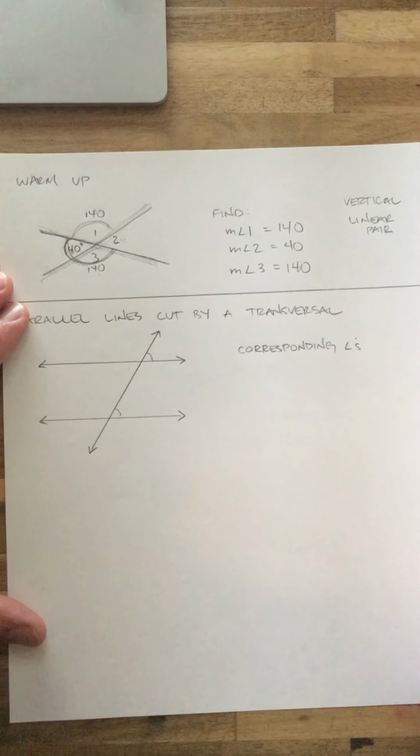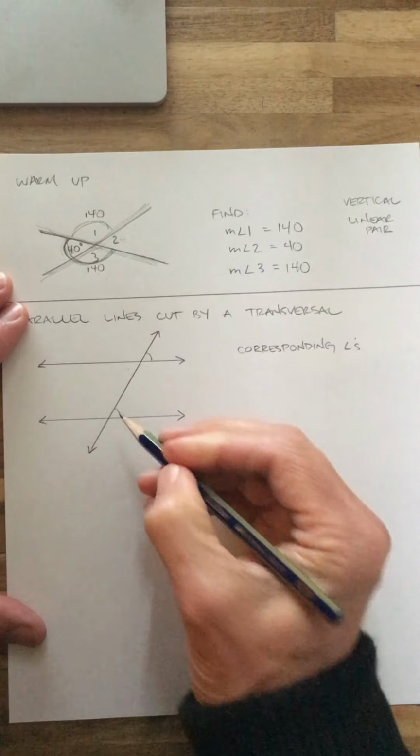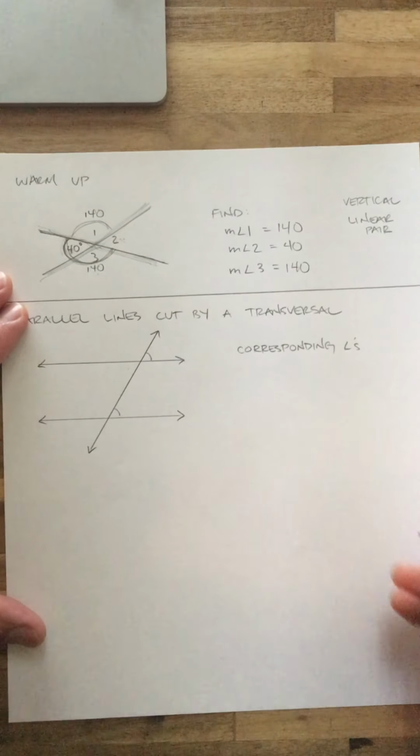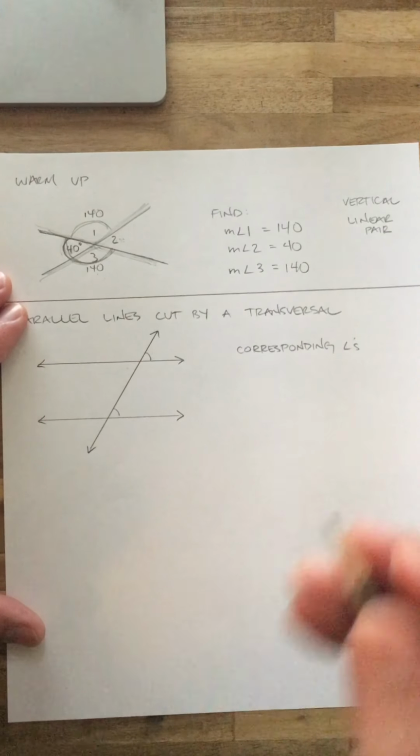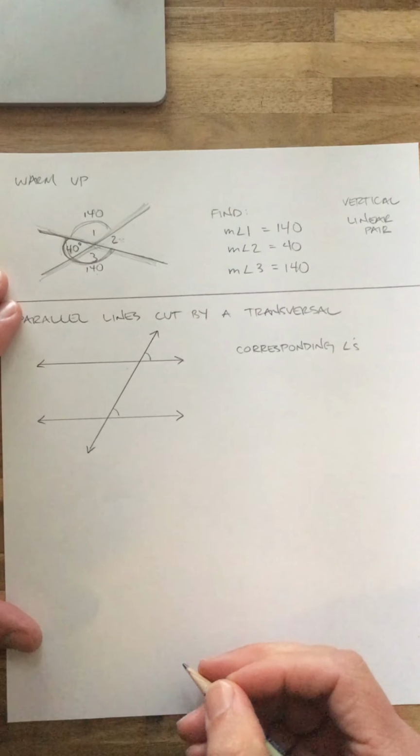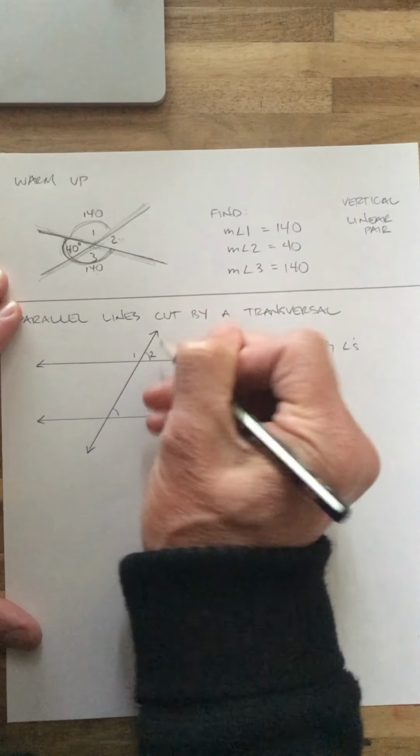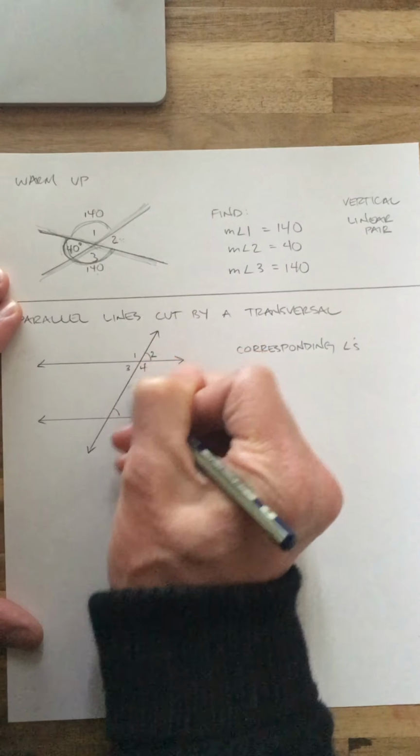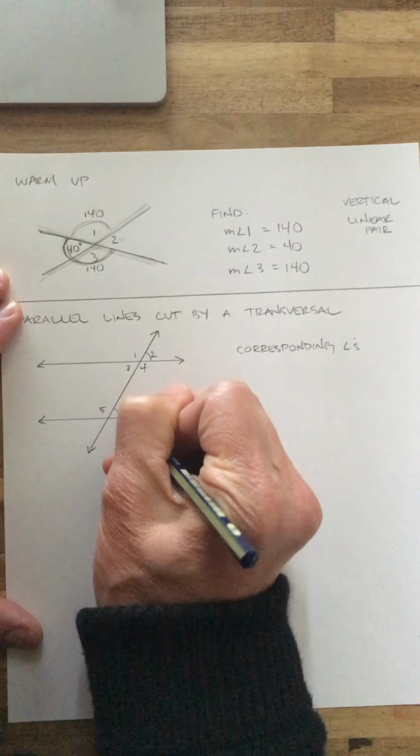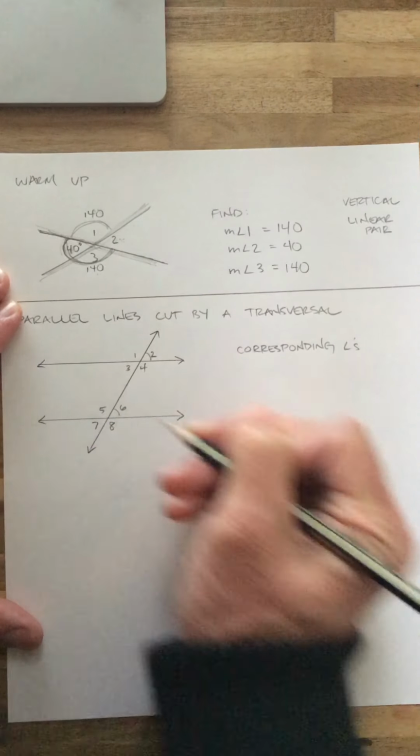Okay, corresponding angles are going to be equal. Just like vertical angles are equal, corresponding angles are equal, okay? And I'll list corresponding angles. This is how we do it. This is angle 1. This is angle 2, this is angle 3, this is angle 4, this is angle 5, 6, 7, and 8, okay?